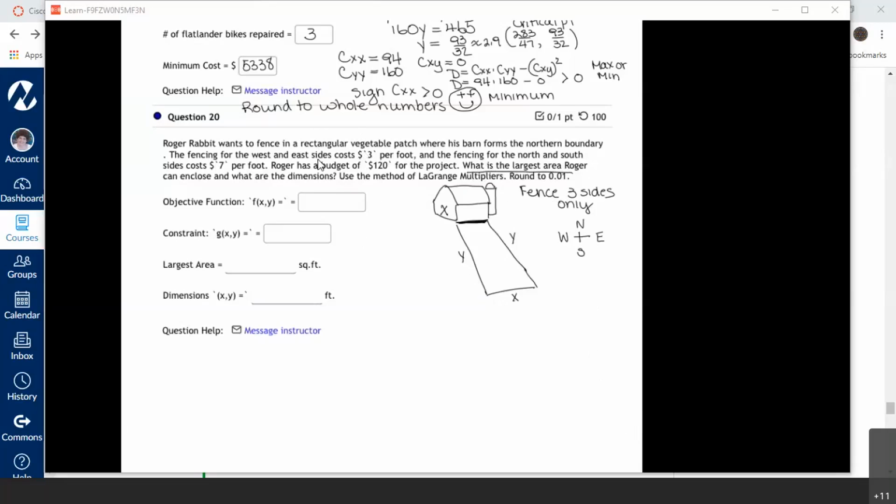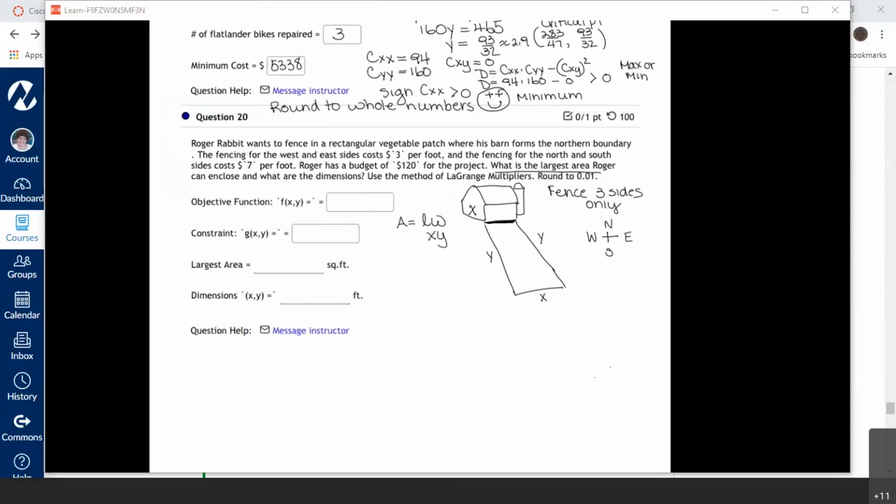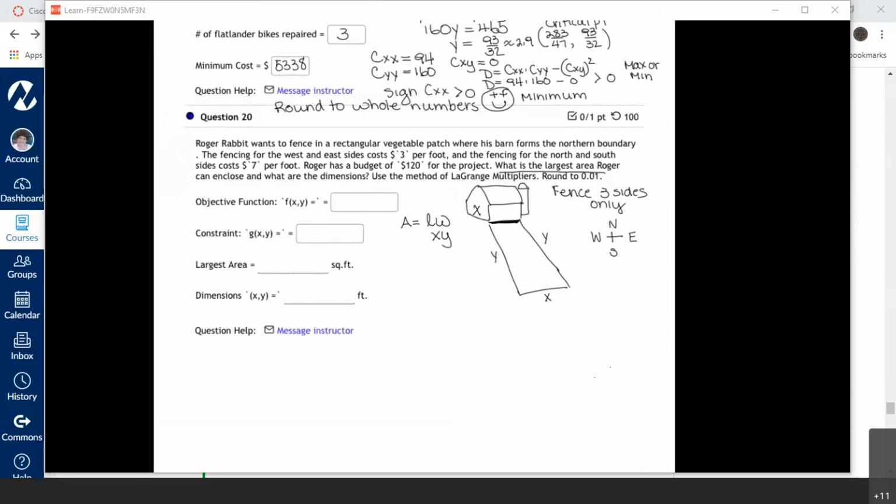This is part of your constraint. So look for the question in these Lagrange problems. It'll say, what's the lowest cost? What's the largest area? What's the most profit? So again, look for the question. The area of a rectangle is length times width. In my example, that's X times Y. So when they're asking for an objective up here, you're going to say f of x, y is xy, because that's an expression for the area, and you're trying to maximize it.